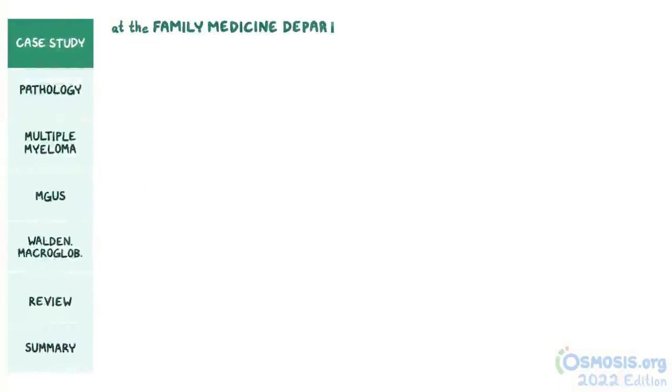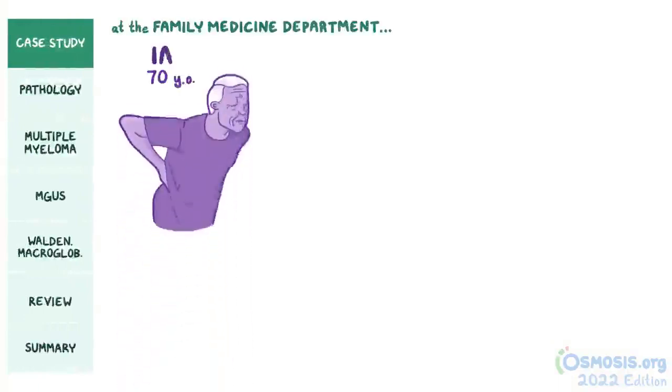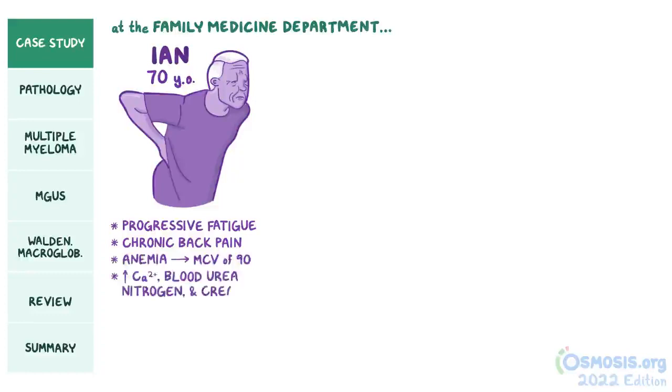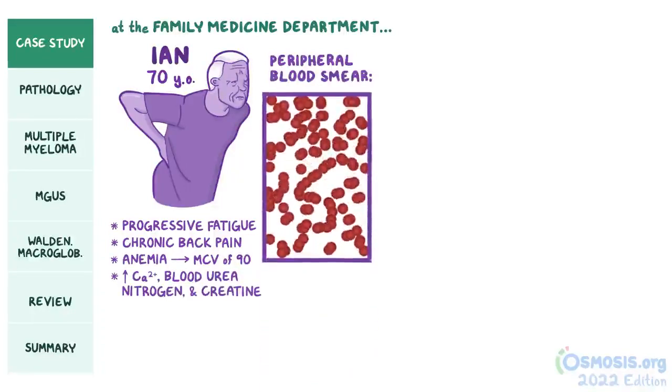At the family medicine department, a 70-year-old male named Ian came in with progressive fatigue and chronic back pain. His lab tests show anemia with an MCV of 90, as well as increased calcium, blood urea nitrogen, and creatinine levels. Peripheral blood smear showed the following.